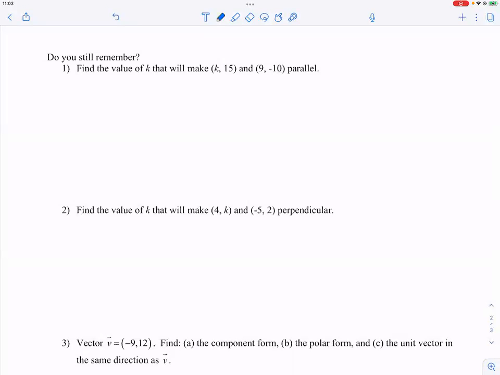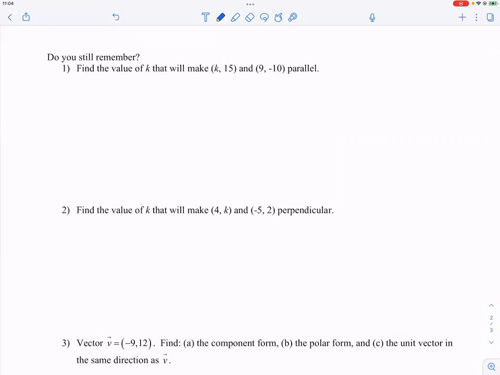Now on the back page, it's just some review questions. I know it's after spring break, so you may not remember what was covered before spring break. So let me just go ahead and review the stuff very quickly.